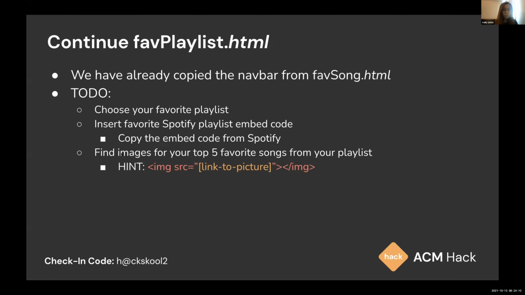And then also what you want to do is find images for your top 5 favorite songs from the playlist, because we're gonna make those images into a horizontal scrolling bar. The hint for images is you want to use the image tag, and a very important part is the source. Inside of the source, you want to insert a link to the picture. And we're gonna do this together.